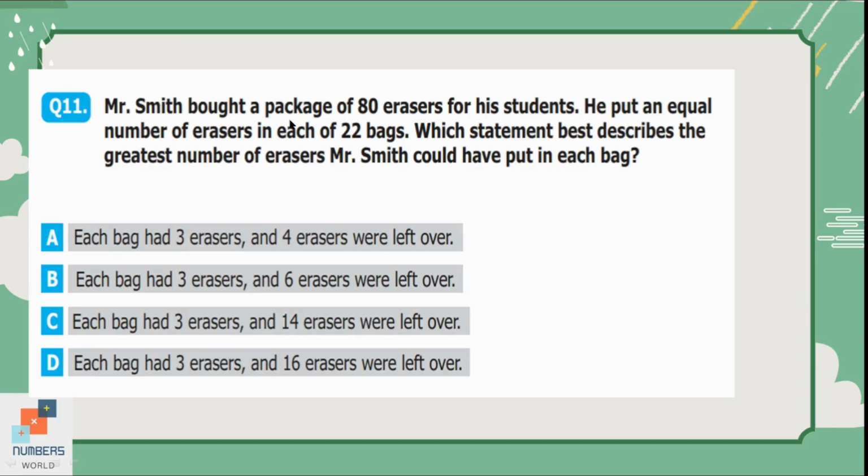Question number 11. Mr. Smith bought a package of 80 erasers for his students. He put an equal number of erasers in each of 22 bags. Which statement best describes the greatest number of erasers Mr. Smith could have put in each bag?